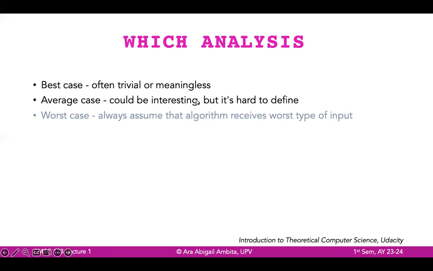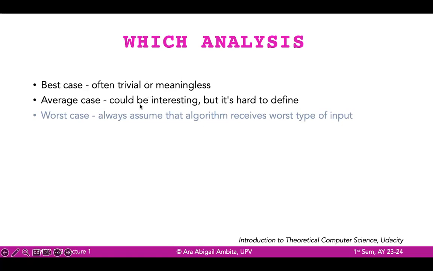Okay, hi. So in the last video, we discussed the RAM model. We also had an introduction to the best case, the average case, and the worst case. The best case is the optimistic naive view, where the algorithm receives the best input, which gives us the minimum time. So this is often trivial or meaningless.